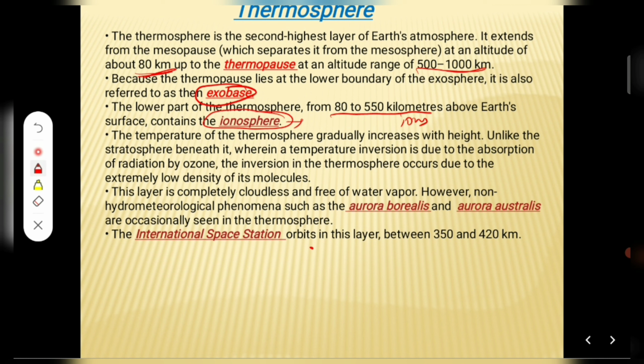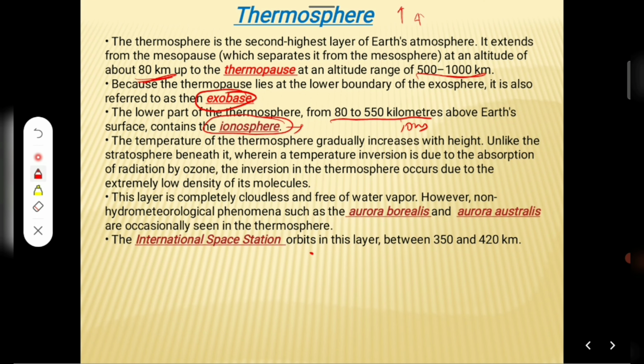The temperature of the thermosphere increases with the increase in height. This heating up is not like the heating of the stratosphere, which is due to the absorption of UV rays by the ozone. In this layer, it is heating up due to the extremely low density of its molecules. This layer is completely cloudless and free of water vapor.